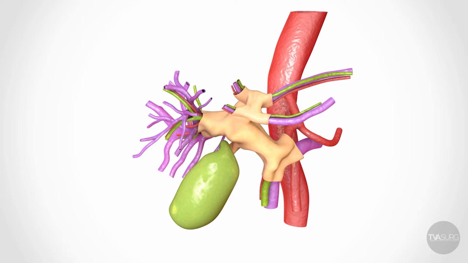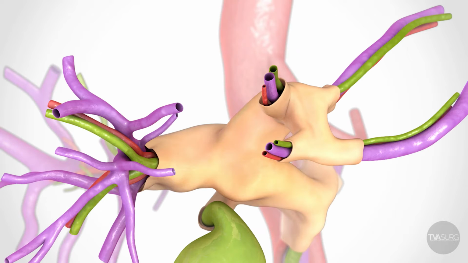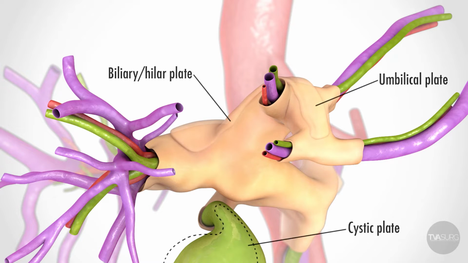This tissue also thickens beneath segment 4, and this thickening of the pedicle tissue is referred to as the hilar plate or biliary plate. As it thickens above the left portal vein, it is referred to as the umbilical plate. And above the gallbladder, not shown here, is the cystic plate.